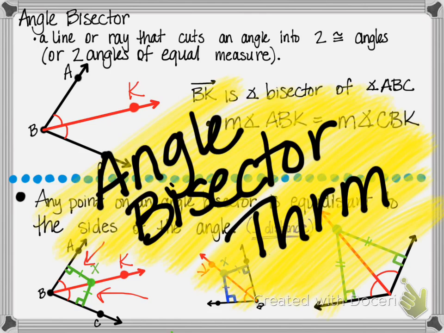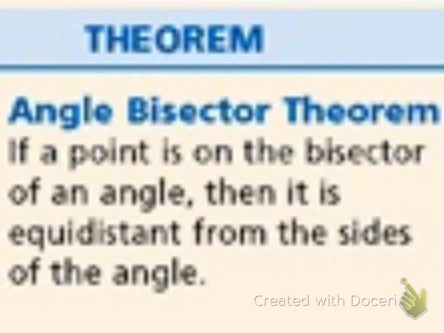This is known as the angle bisector theorem. And in our textbook we read that if a point is on the bisector of an angle, then it is equidistant from the sides of the angle.